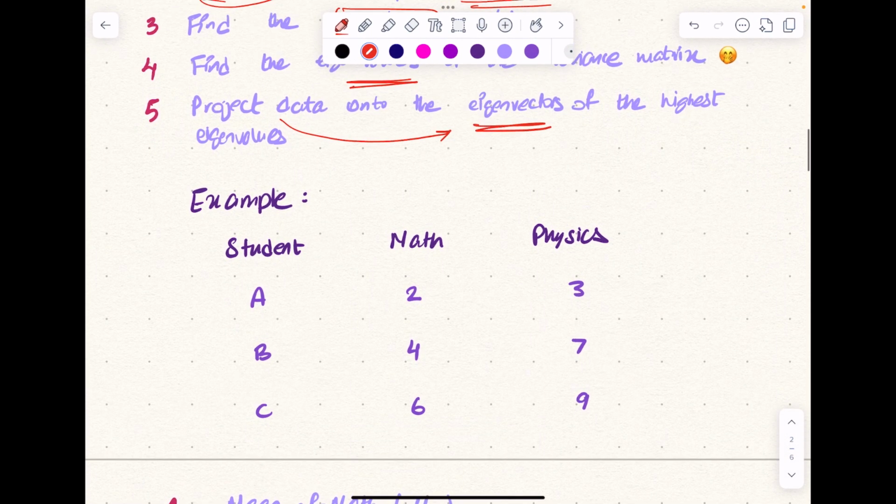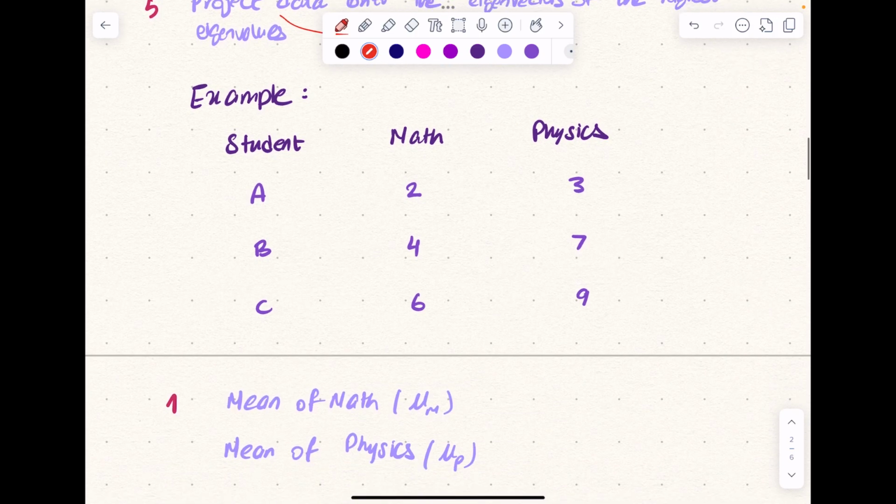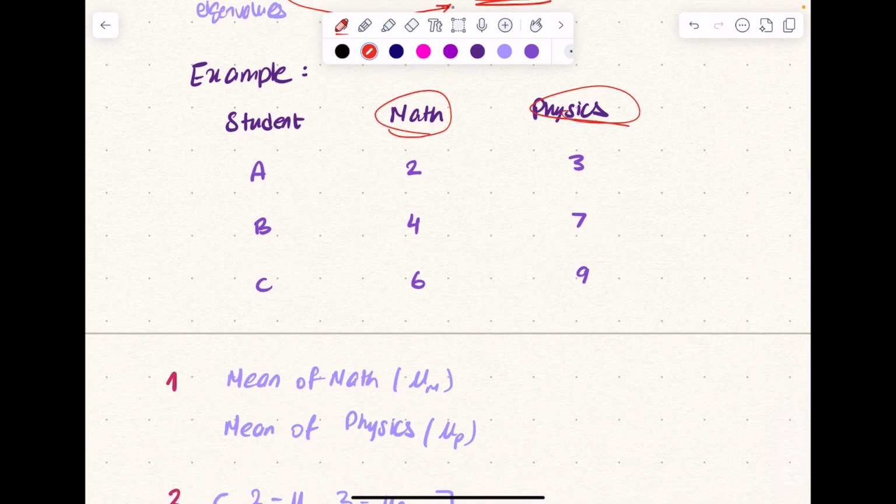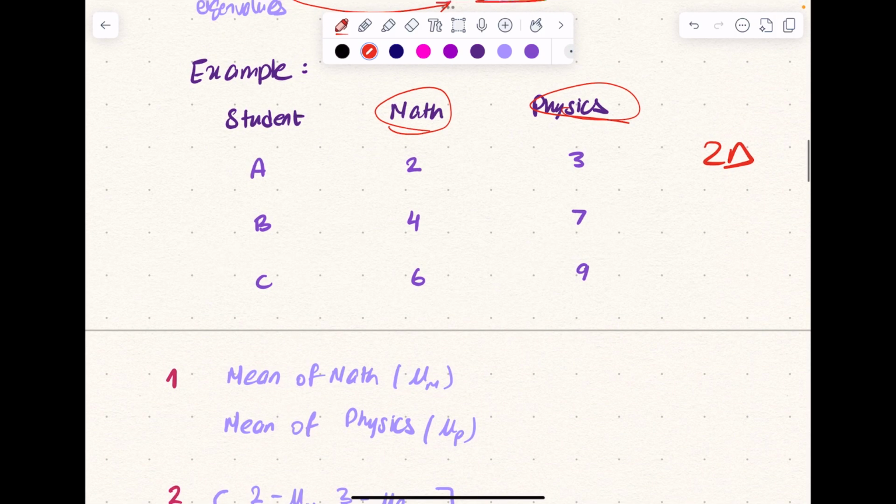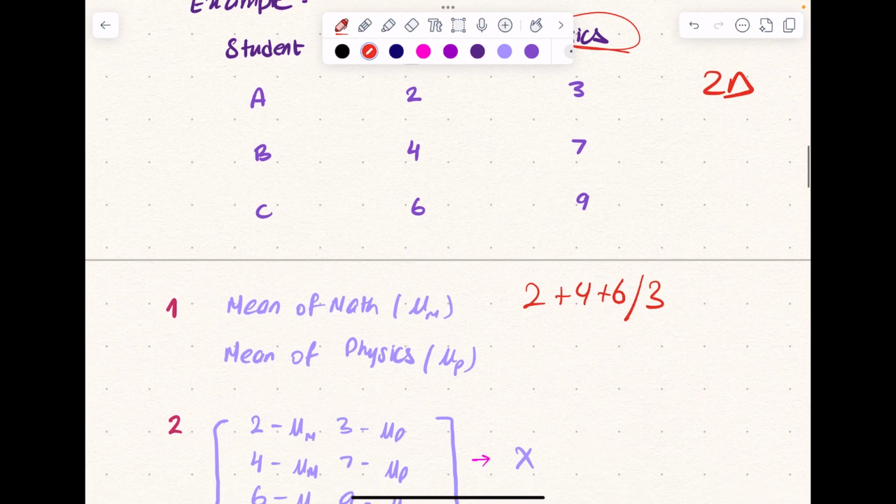Let's look at a very toy example. Imagine you've got two attributes, so this is 2D data. We're going to find the mean of this. The mean of this, for example, would just be 2 plus 4 plus 6 divided by 3. And you could do the same for physics.